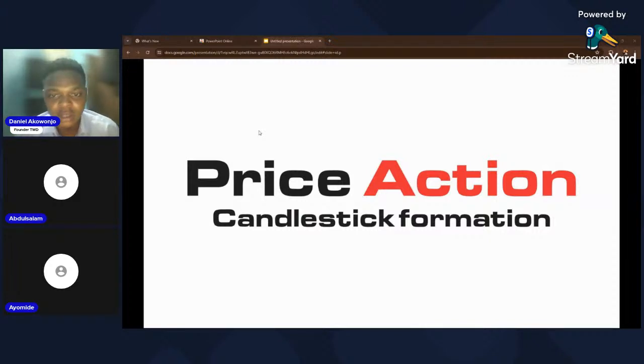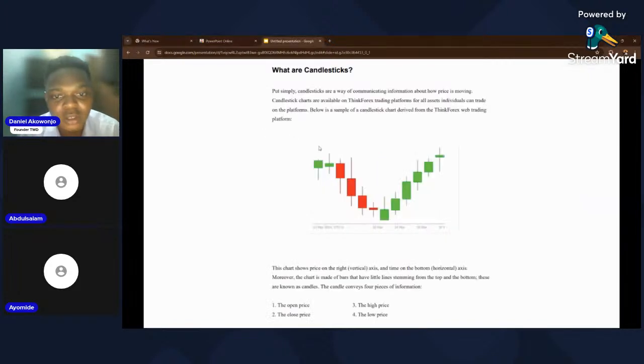I have actually talked about candlestick formation before, but I just want to go in depth and show you guys how these candlesticks look, and talk about over 7 different candlesticks, so you guys can have an in-depth understanding of what candlesticks are. Do you understand? So let's quickly go straight to the next thing.